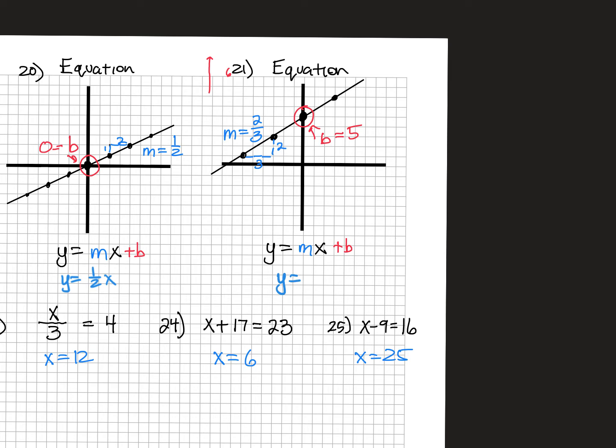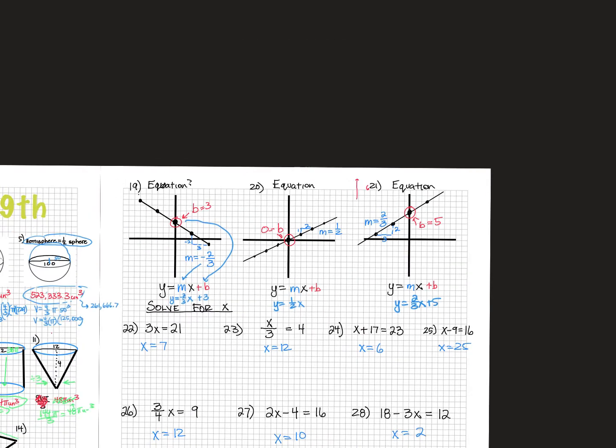Y equals, what's my slope? Up 2/3, so 2/3 x, and where does it start? At plus 5, and I'm done. Okay, let's see.